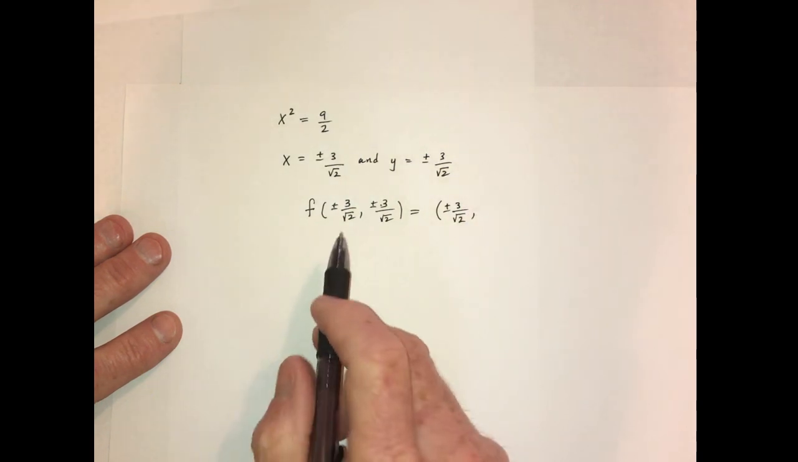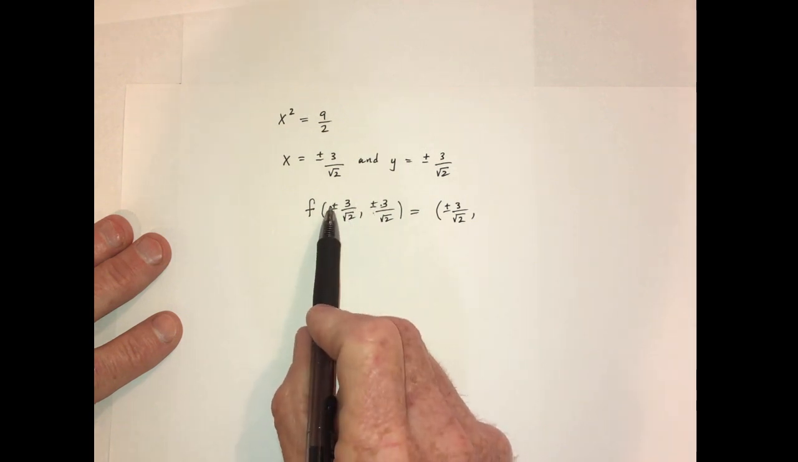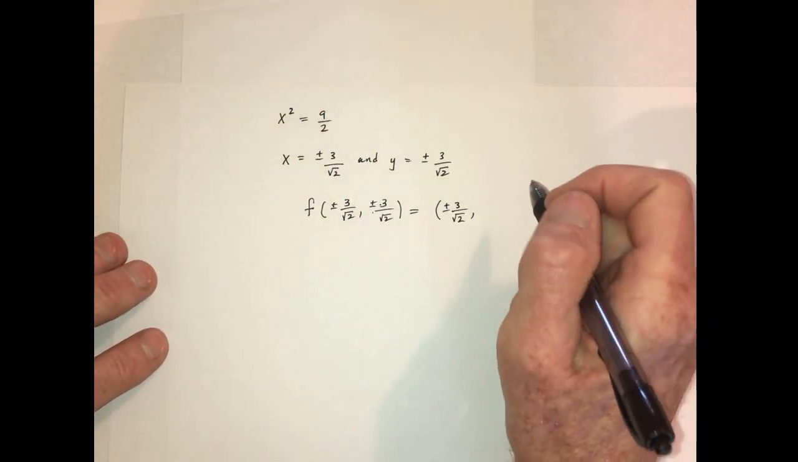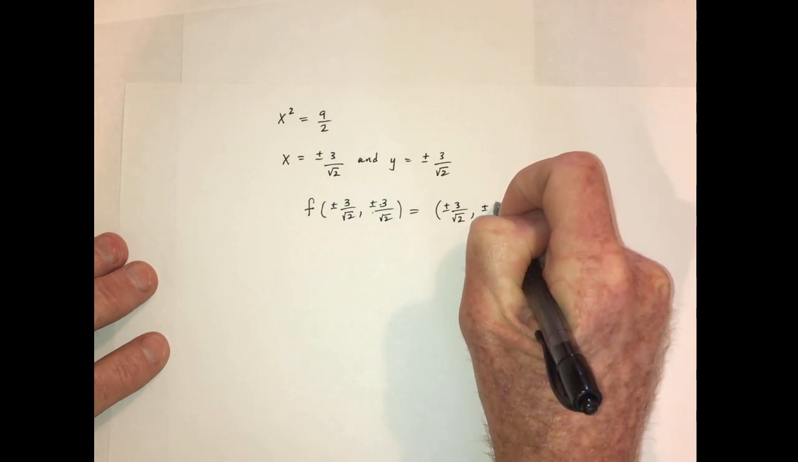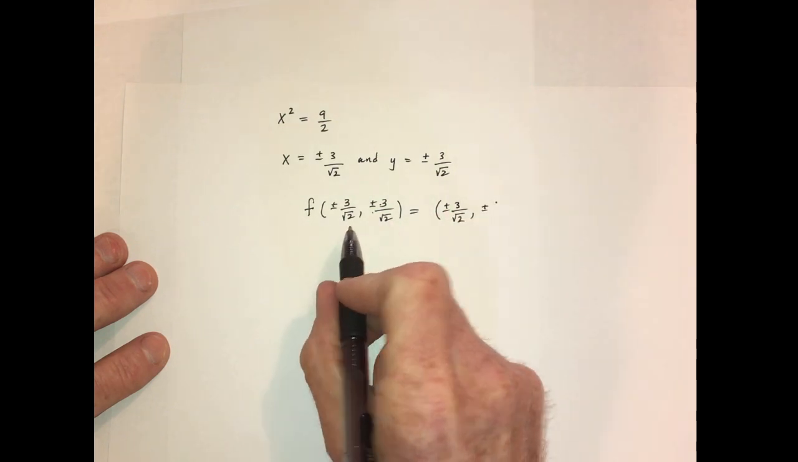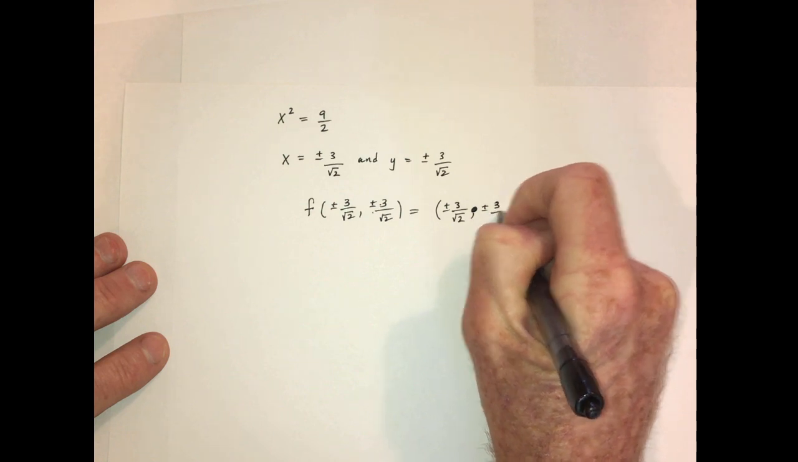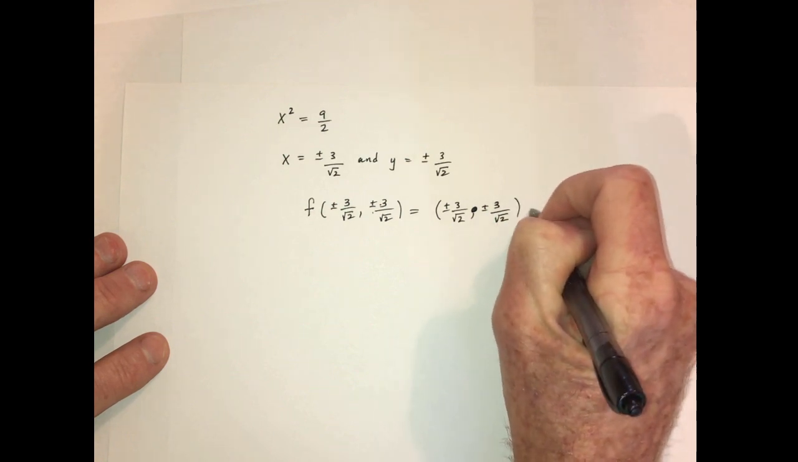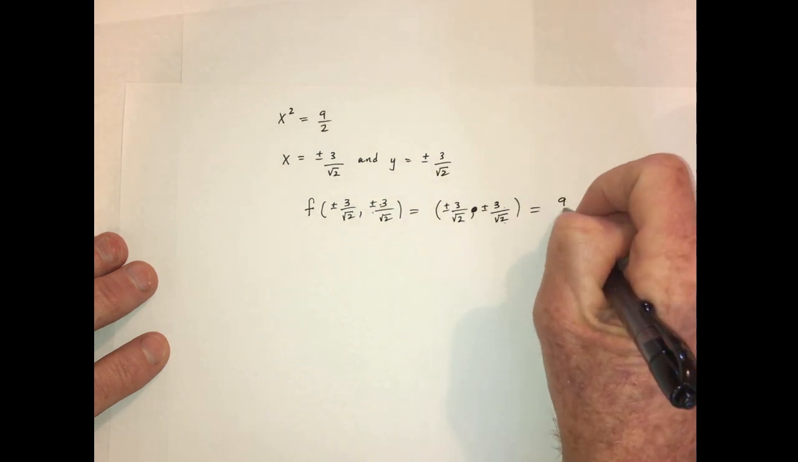So this is actually 4 points because you need to take both positive, both negative, one positive, the other negative. So there's actually 4 points. Oh, I forgot to multiply them. I was paying attention to that. So I need to multiply these. So that's going to be 9 over 4.